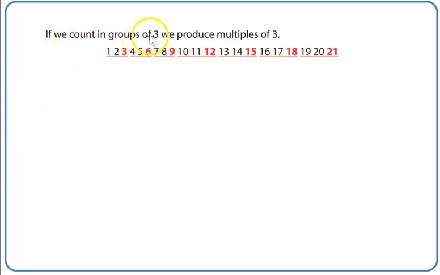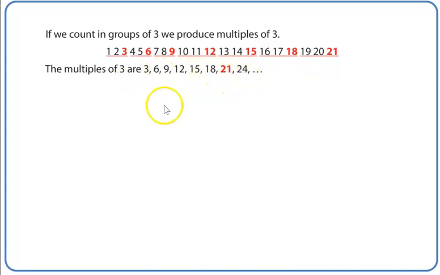If we count in groups of 3, we produce multiples of 3. So here we see we have the numbers 1, 2, 3, 4, 5, 6, 7, 8, 9 up as far as 21. And highlighted in red are all the multiples of 3. So the multiples of 3, the ones highlighted in red, are 3, 6, 9, 12, 15, 18, 21, 24.